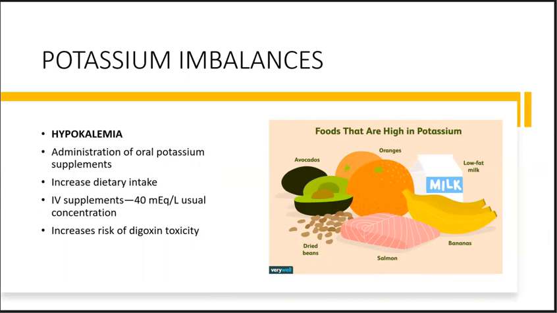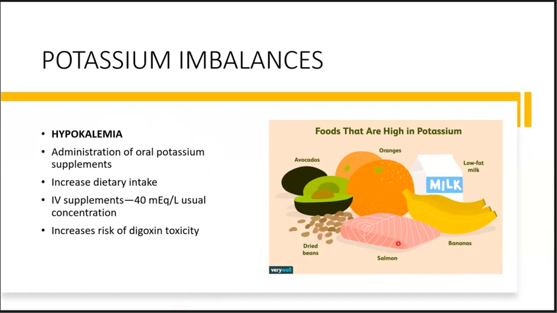You also want to increase dietary intake of potassium. These are some foods that are high in potassium: avocado, oranges, low-fat milk, bananas, salmon, and dried beans. These are foods that are high in potassium to help you increase his dietary intake.